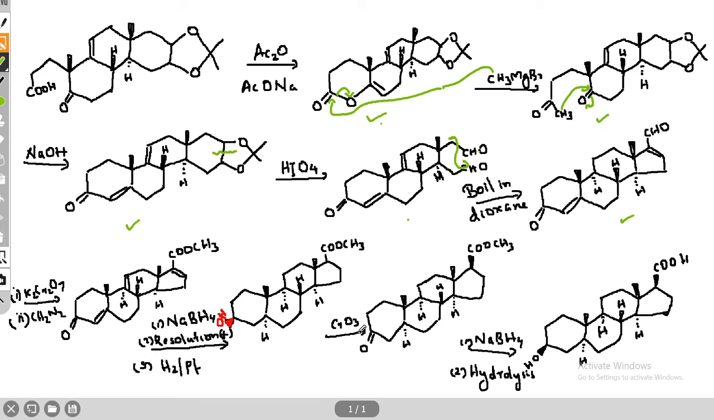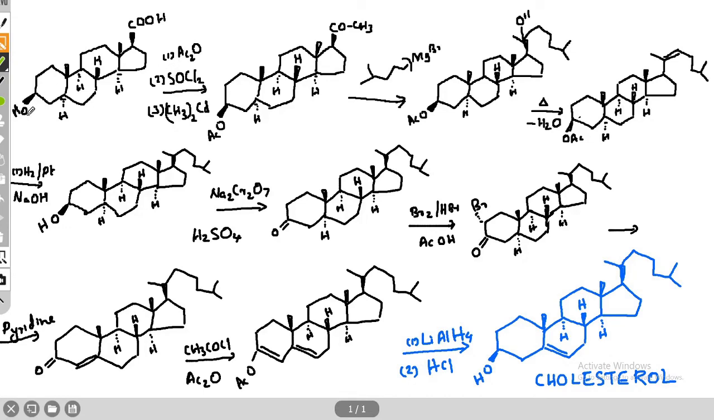This is then oxidized with CrO3 for oxidizing this OH group to a carbonyl group. After that, this is reduced to the corresponding OH, and also this COOCH3 is hydrolyzed to form this carboxylic acid. Then the OH of this compound is protected using acetic anhydride. So a monoacetate is formed here.